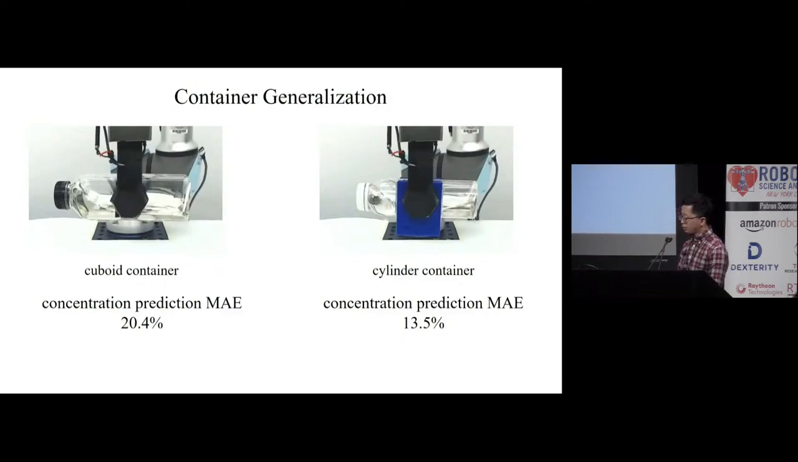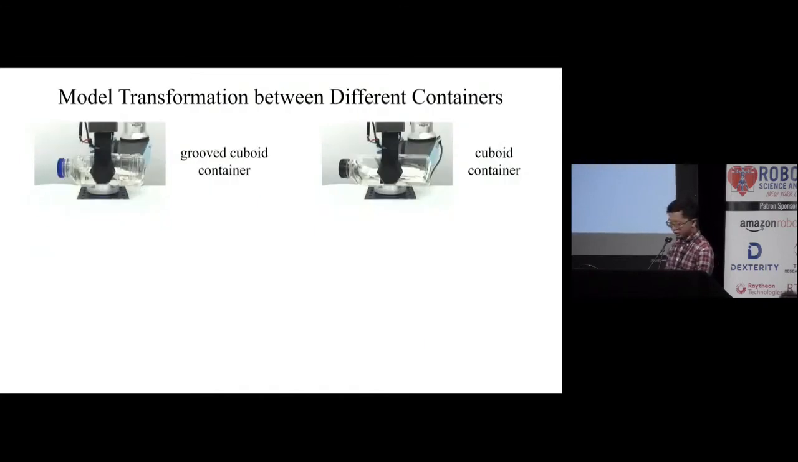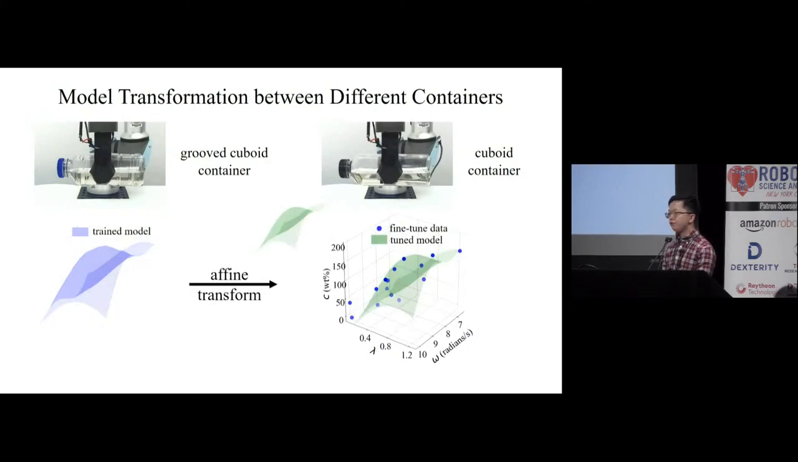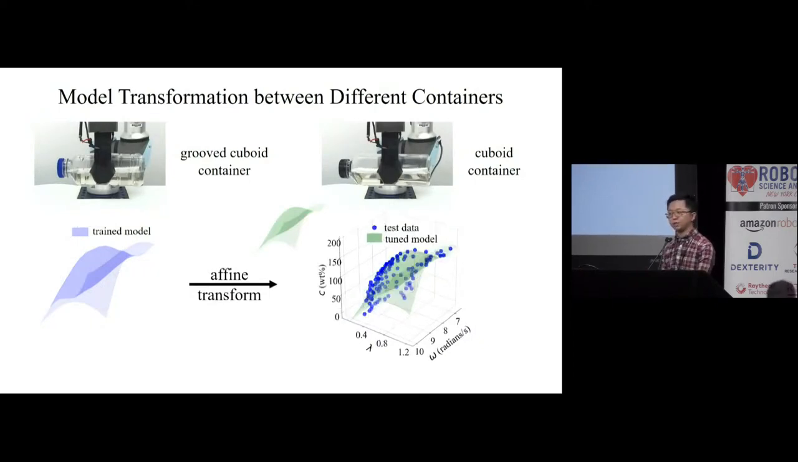We also show our method can be generalized to different containers, such as a large cuboid container on the left and the cylinder bottle on the right. In addition, the model can be transferred between different containers. Based on the trained model of the original cuboid container and a limited amount of fine-tuning data on a new cuboid container of a different size, we can fit a model for the new container. With only 15 fine-tuning data points, the tuned model can predict well, with a concentration prediction MAE of 19.3%.